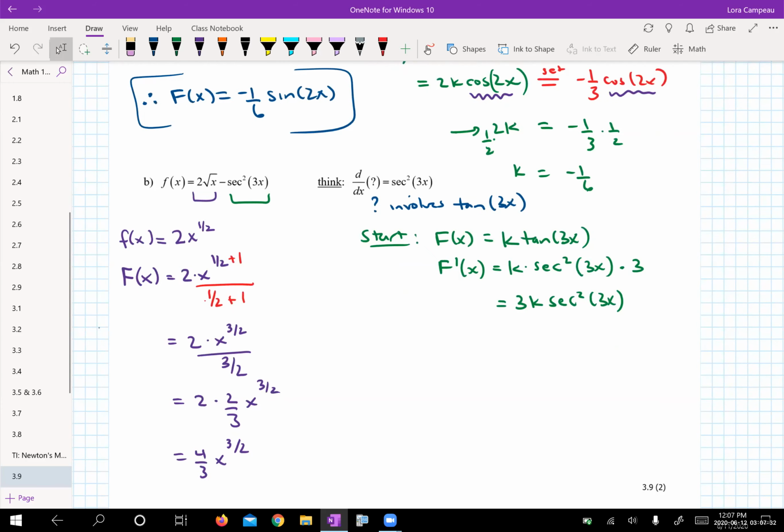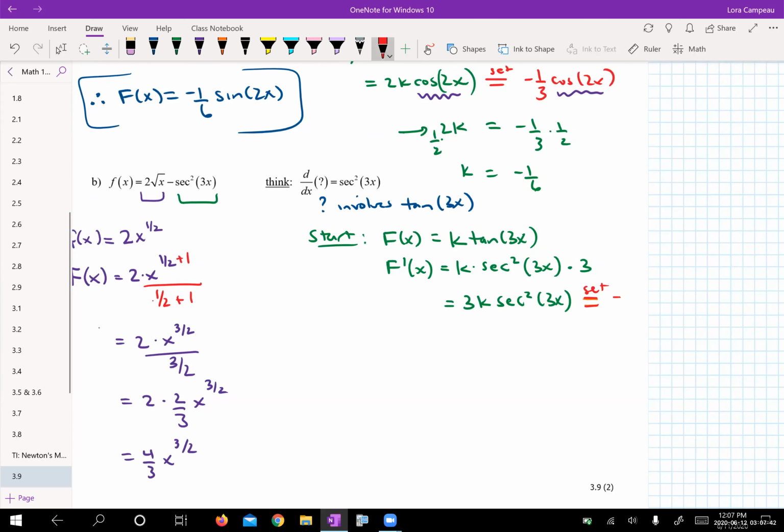Now, what you can do is set it equal to what you need. In our case, it was secant square 3x. We notice if we have two expressions that have the same trig function, that's going to imply that our coefficients are equal. So that's going to tell us that 3k is equal to, and by the way, you can't see this, but the coefficient of the secant square is 1. So we solve for k, and we get k equals 1/3.